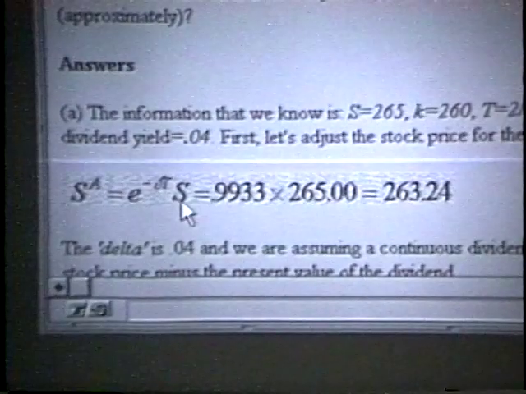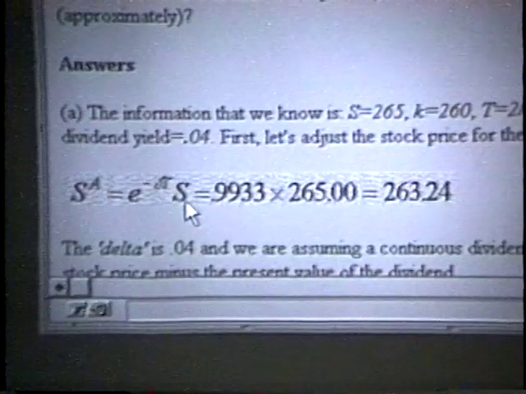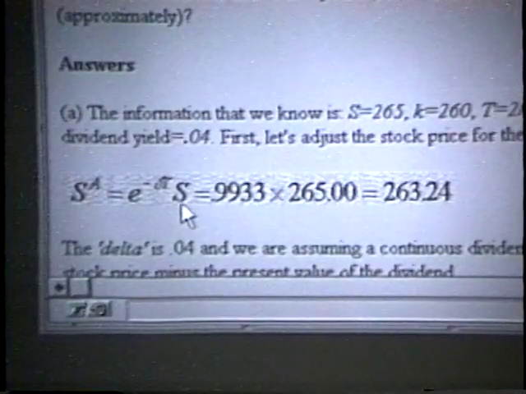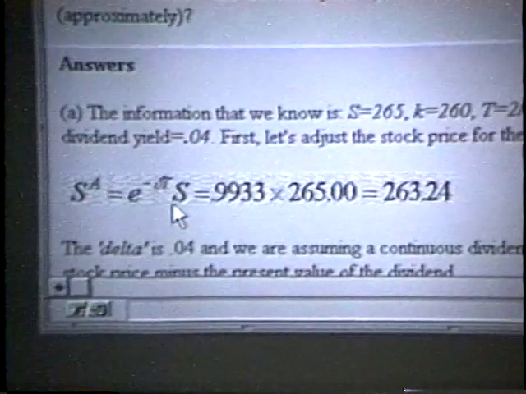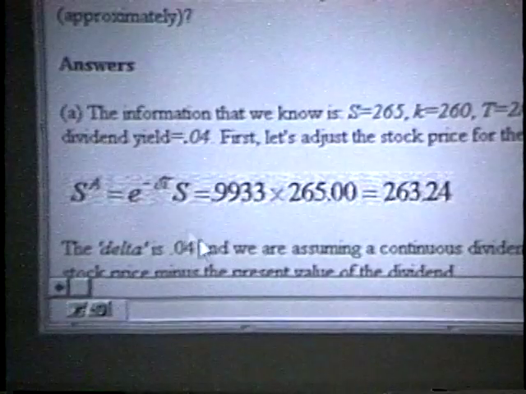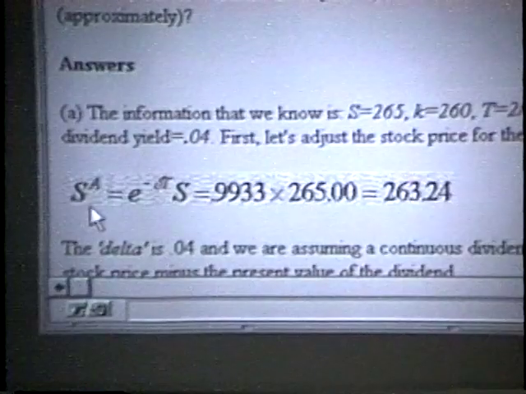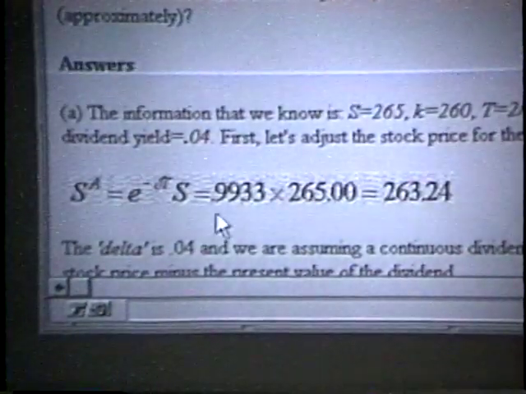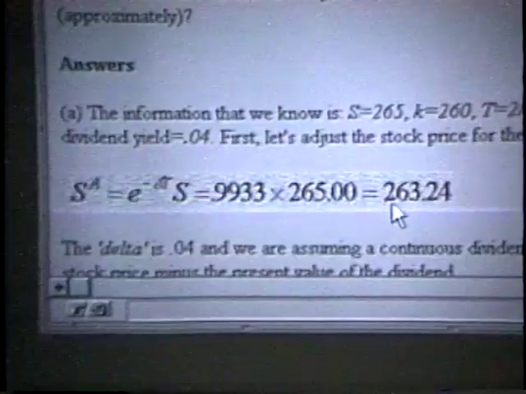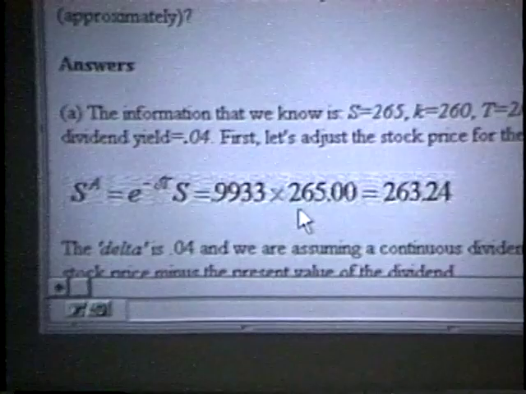If you don't like this, then you could just do S minus the PV of D, let's say the dividend was paid in 2 months. But this is just a quick adjustment that's often used in option pricing. So this is the adjusted stock price, and it's very close to the actual price. It's 263.24 compared to 265.